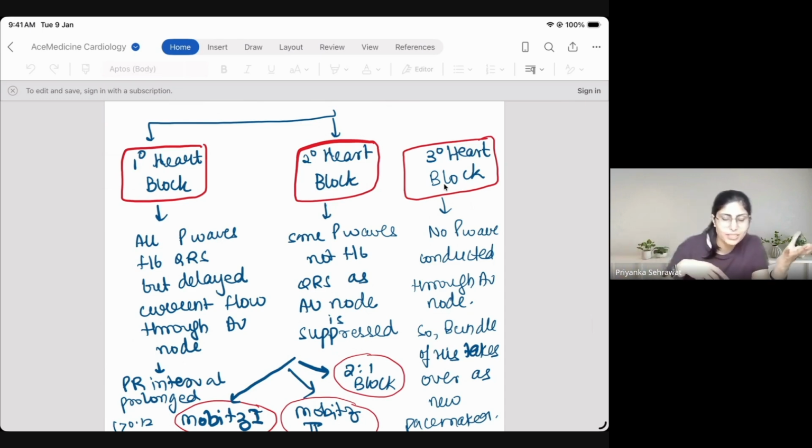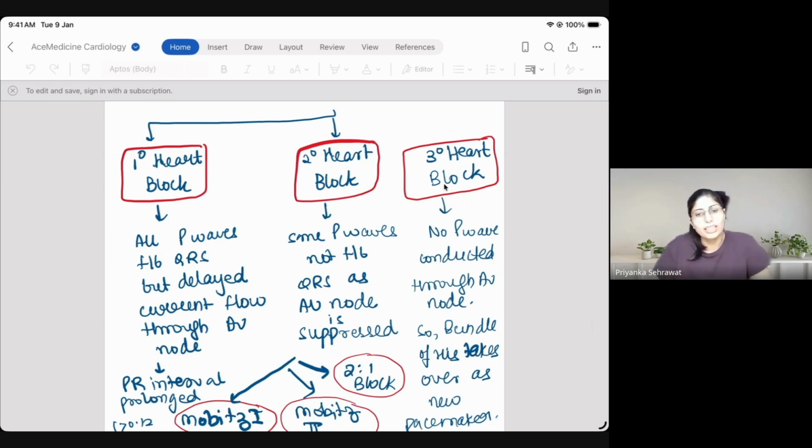So all P waves will be transmitted or will be followed by QRS, but in every waveform, PR interval will get prolonged. Every waveform, PR interval will be prolonged. Normal QRS, normal P, just the PR interval is prolonged. That is a first degree heart block.